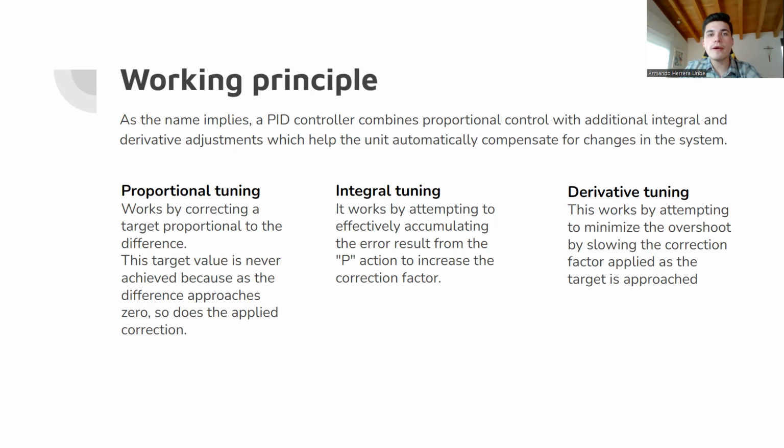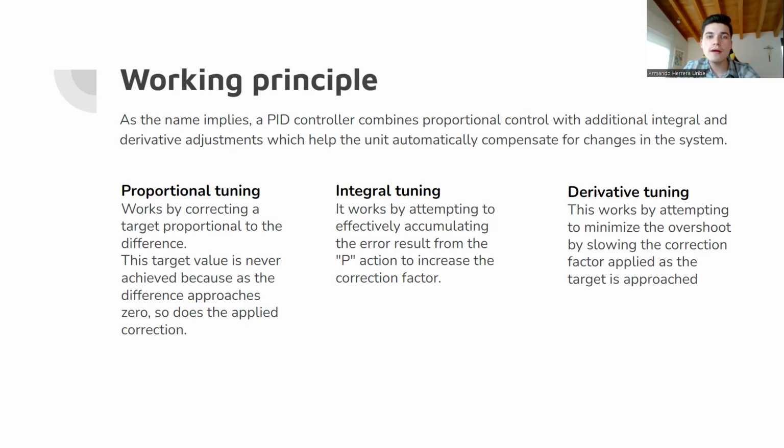Talking about the three parts of the PID controller, we could understand that the proportional tuning will work to correct a target proportional to the difference. It is important to mention that this target value will never be achieved fully, because as the difference approaches zero, so does the applied correction. So that's why adding the integral tuning and the derivative tuning makes it more accurate to be implemented in this type of system.